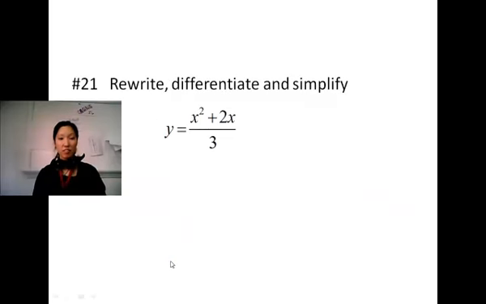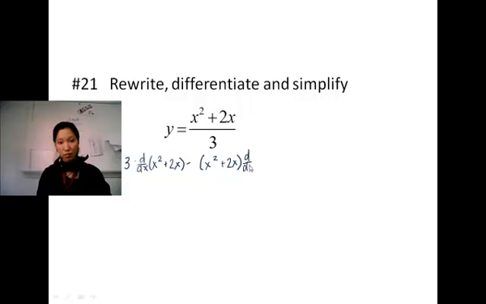Alright, rewrite, differentiate, and simplify. Those are the directions for this one. So I'm going to go ahead and say, I can do the low d high minus high d low. So I'm going to do that. Y prime equals low d high minus high d low, all over low squared. So that's just going to be 9.